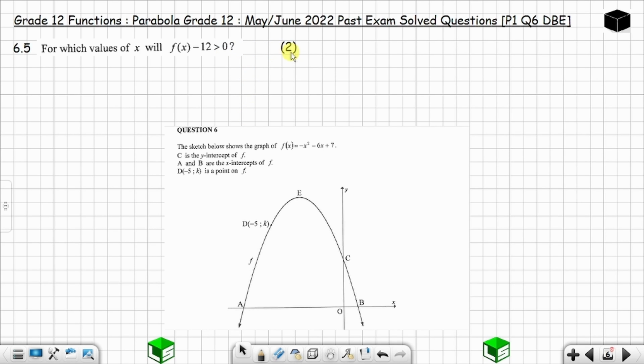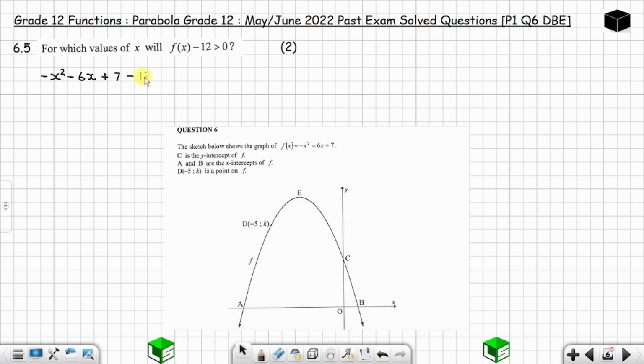Now you are given f of x. There is f of x. So you have f of x minus 12 greater than 0. Let's get f of x down. This is f of x. You have it there. You can see negative x squared minus 6x plus 7. And so you have negative 12 there.